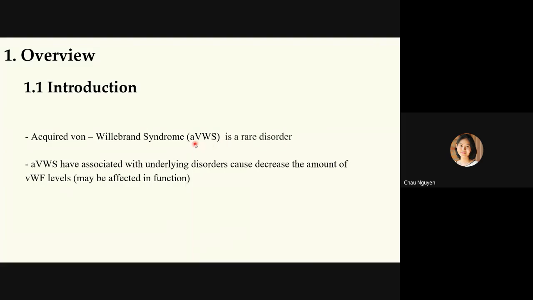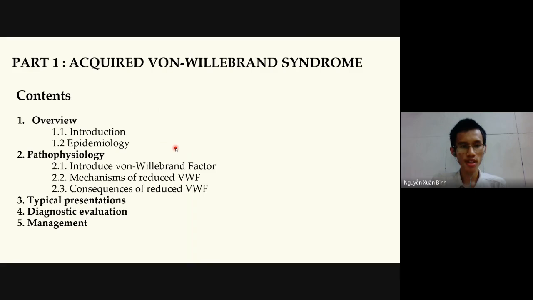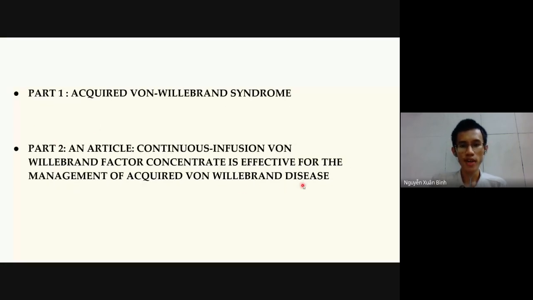So you should explain why you use syndrome and not disease. You understand me? Yes, I understand. I think acquired von Willebrand syndrome is a syndrome because it has many underlying disorders. You see a collection of many underlying disorders. And in this article, the author used von Willebrand disease instead of syndrome, because in this patient they had determined the underlying condition. So I think that's the reason why the author used disease instead of syndrome, because they know what underlying condition the patient has.